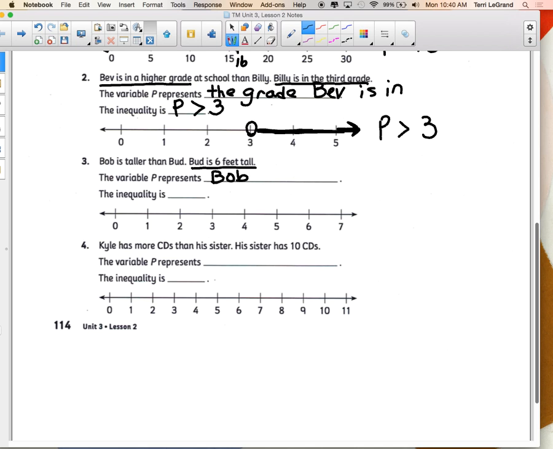Bob is taller than Bud. Bob is taller. So we're talking about height in this situation. We do not know how tall Bob is, so the variable P is going to represent Bob's height. Bob's height is our unknown. We know how tall Bud is. He's 6 feet tall. We know that Bob's taller, so that means he's more than 6 feet tall. So the inequality would be P is greater than 6.